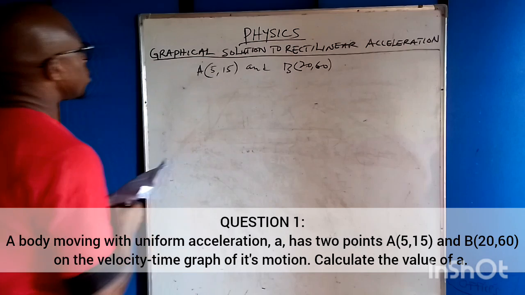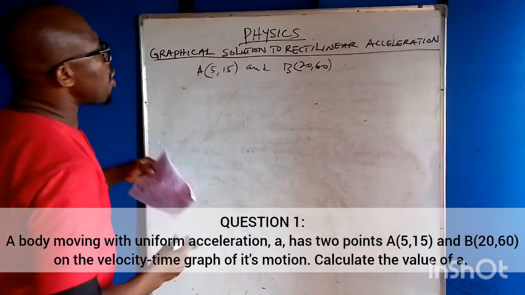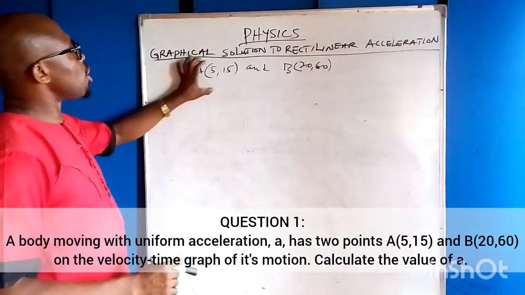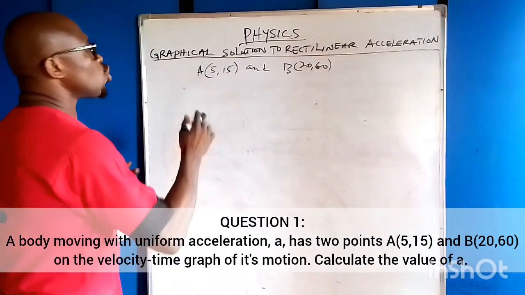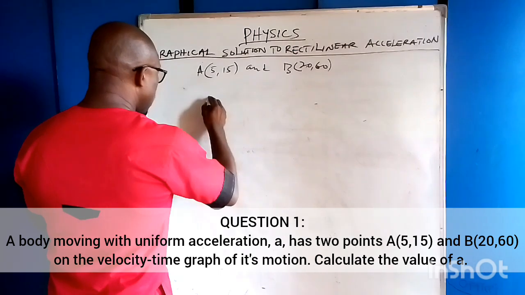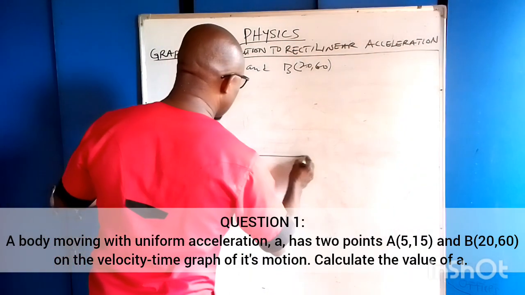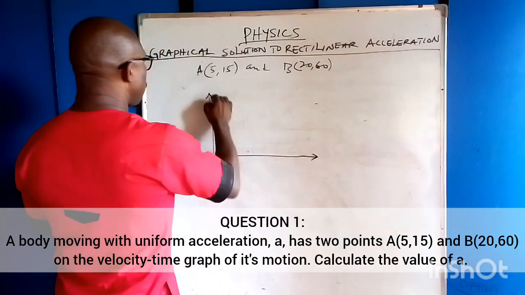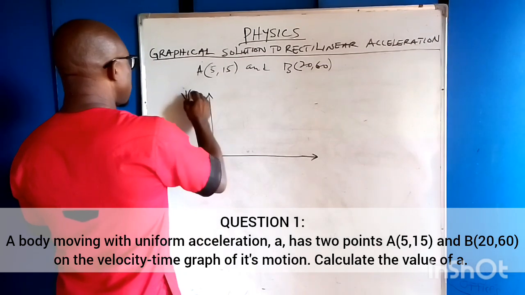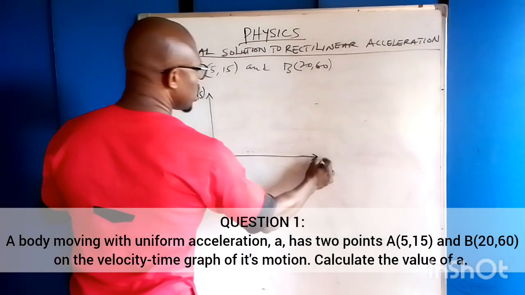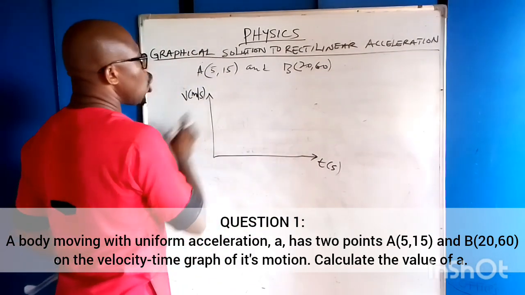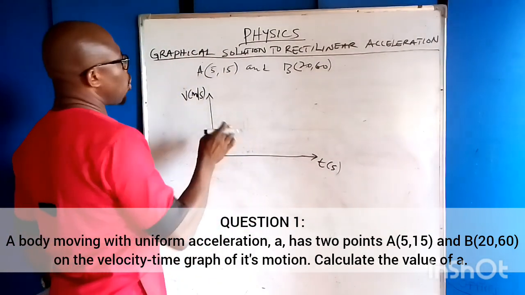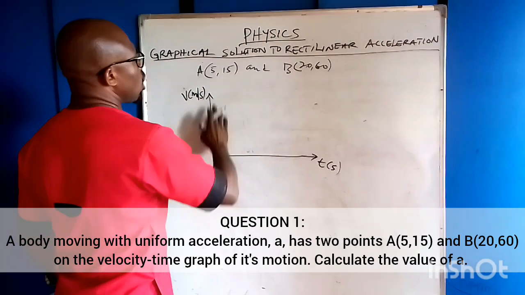Now, we said that on a velocity time graph, the motion of the body is just 2 points, A and B. So what we have to do is represent this motion. This is V in meters per second. This is time in seconds. We have these 2 points. We plot them first, and after plotting, that is when we calculate.